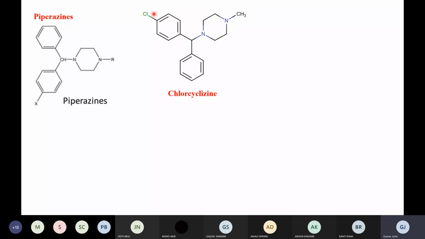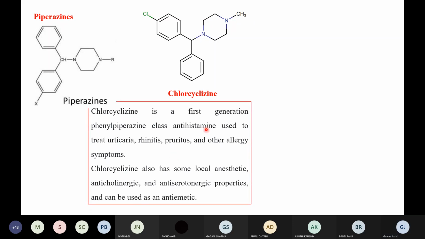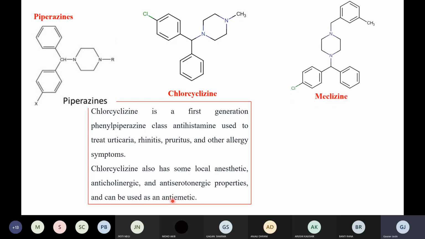So basically again, this is to make the molecule more selective. Again, it's the phenylpiperazine we have. It is used for treatment of allergy symptoms, various types of allergy. Chlorcyclizine also has some local anesthetic, anticholinergic, and anti-serotonergic properties, and can be used as an anti-emetic. Again, the same thing comes into the picture: as we make a molecule more aromatic, its lipophilic character will increase and it will show some activities pertaining to the central nervous system. These are just examples. You have to just go through them; you do not have to remember them for the exam.